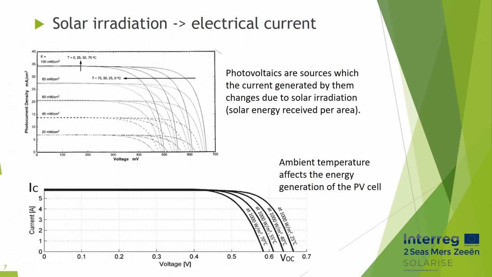Photovoltaics are electrical current sources, and solar irradiation determines the energy which the PV generates. If we look at the first graph, we can see that the current is directly proportional to the solar radiation received by the surface of the cell. And in the second graph, it can be seen that the increase in temperature decreases the open circuit voltage of the cell, so the energy it can generate.